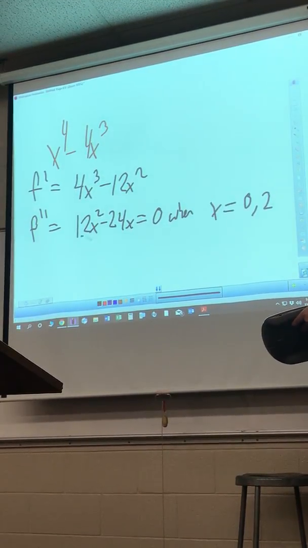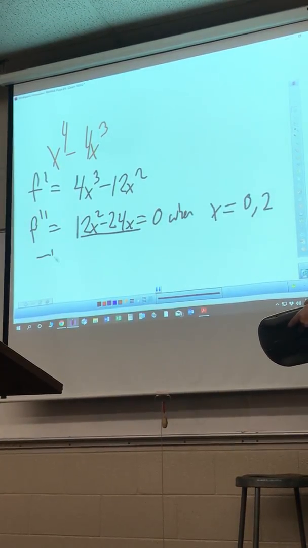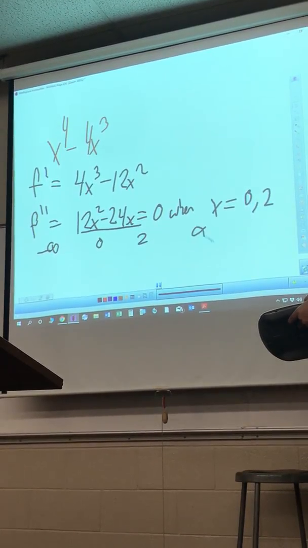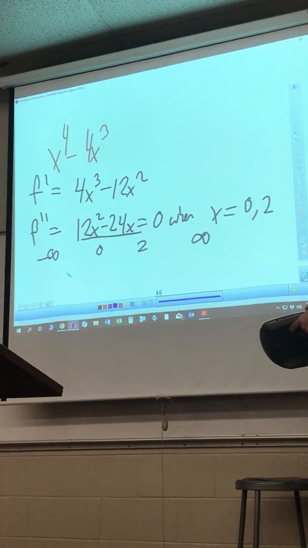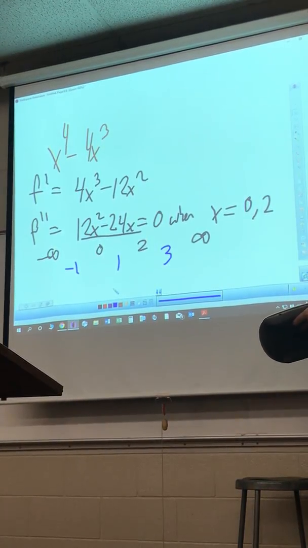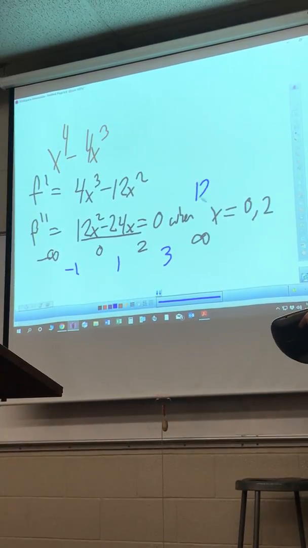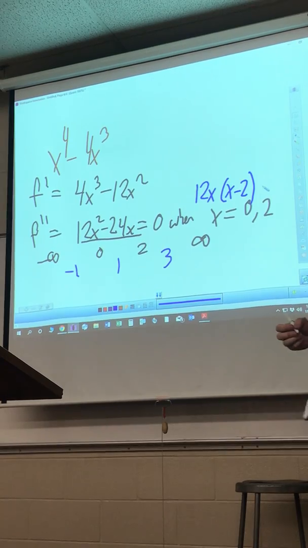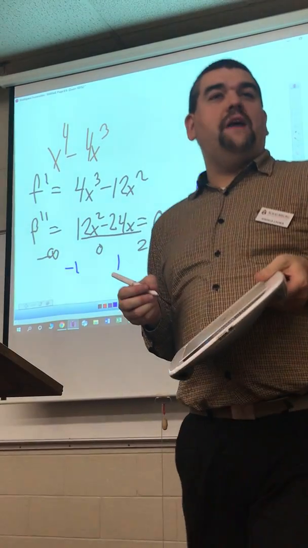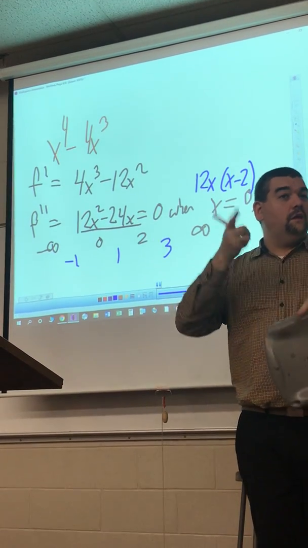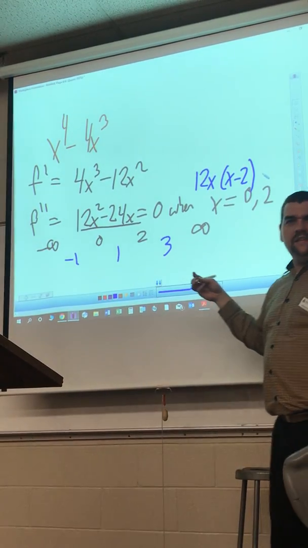Does this thing ever equal undefined? No, you're in good shape. Negative infinity to 0, 0 to 2, 2 to infinity. And again, plug test points into the double derivative. I don't know if you remember my way of doing it before. Would you agree that negative times negative equals positive, and positive times positive equals positive, and that different signs multiply to make a negative? Do you remember this?